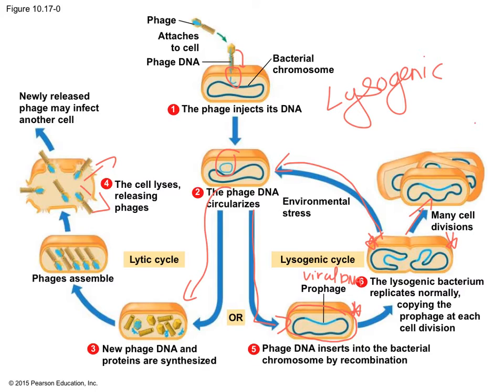Herpes is a good example of this. In humans, that's a virus that can do this. That's why someone who's infected with herpes may or may not be exhibiting symptoms because the virus might be in lysogenic and not lytic cycle.